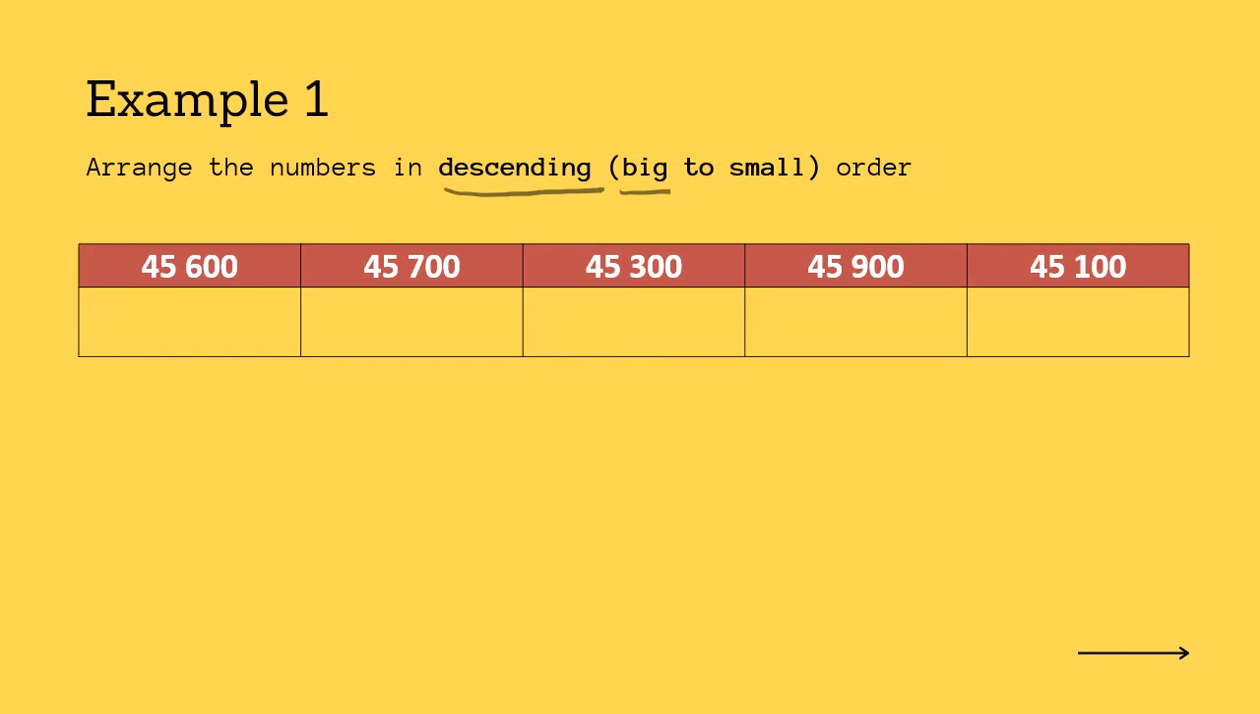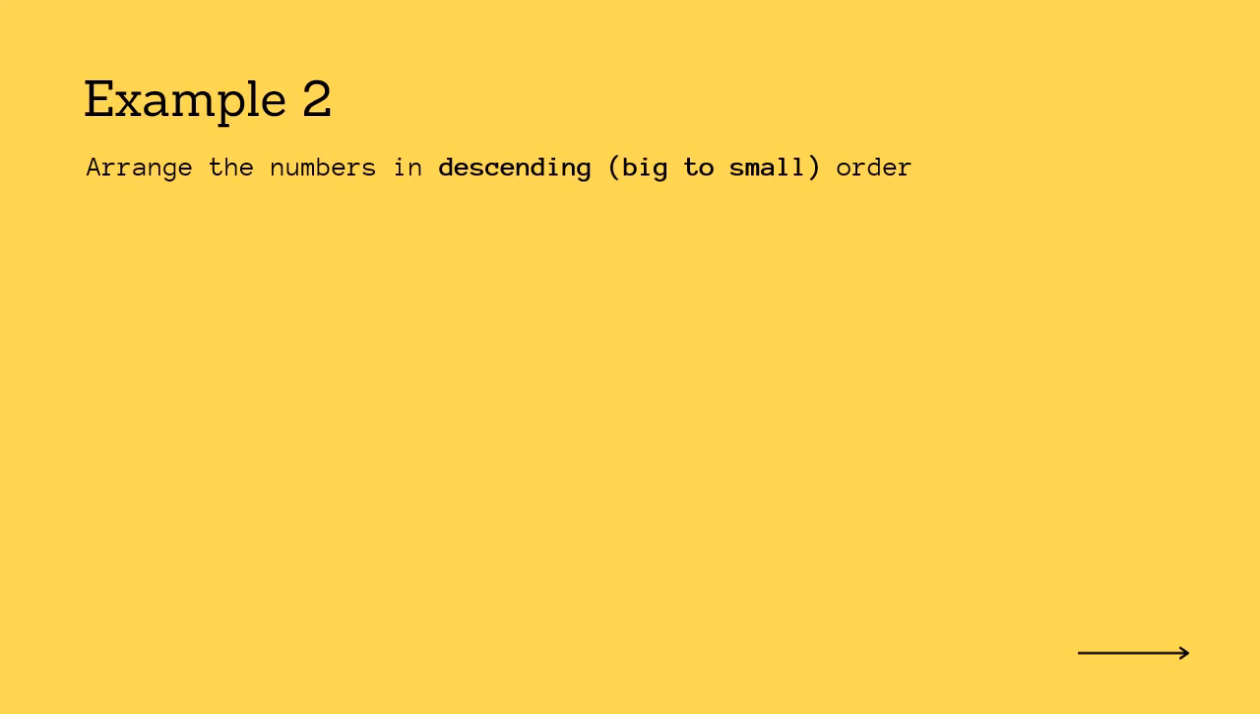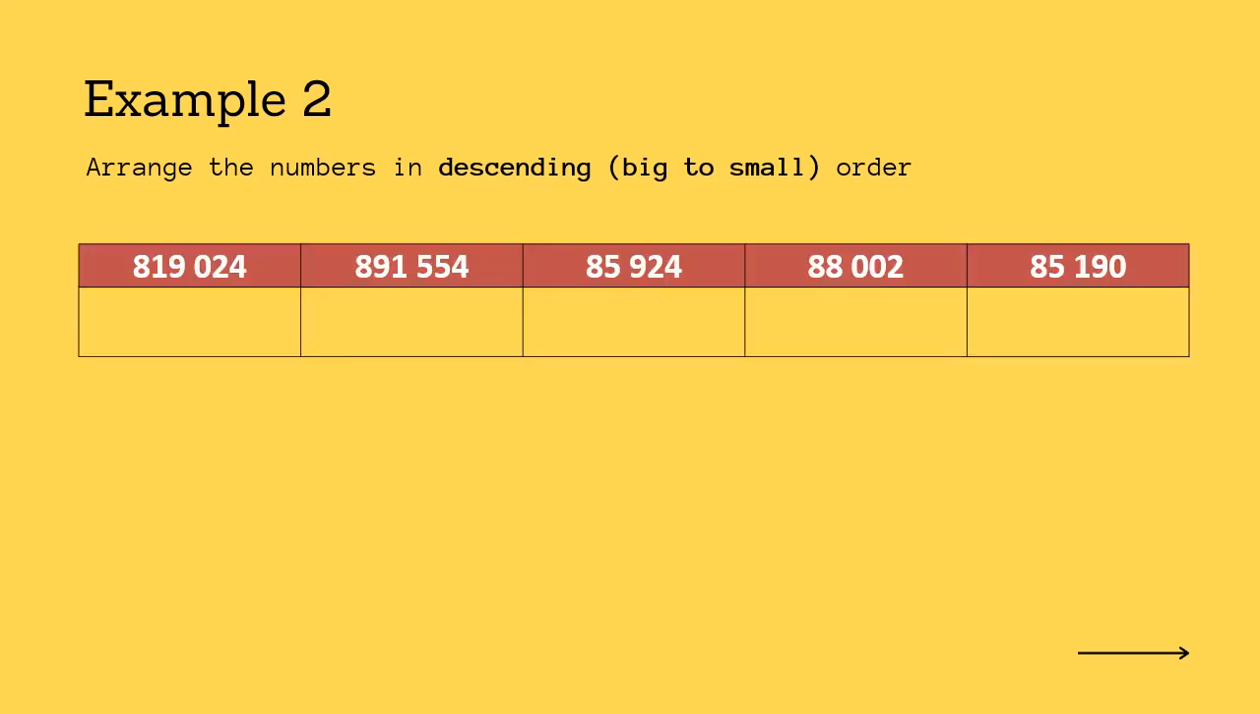So the biggest number is 45,900. The second biggest number is 45,700. Third biggest number is 45,600. And the second smallest number is 45,300. And the smallest number is 45,100.